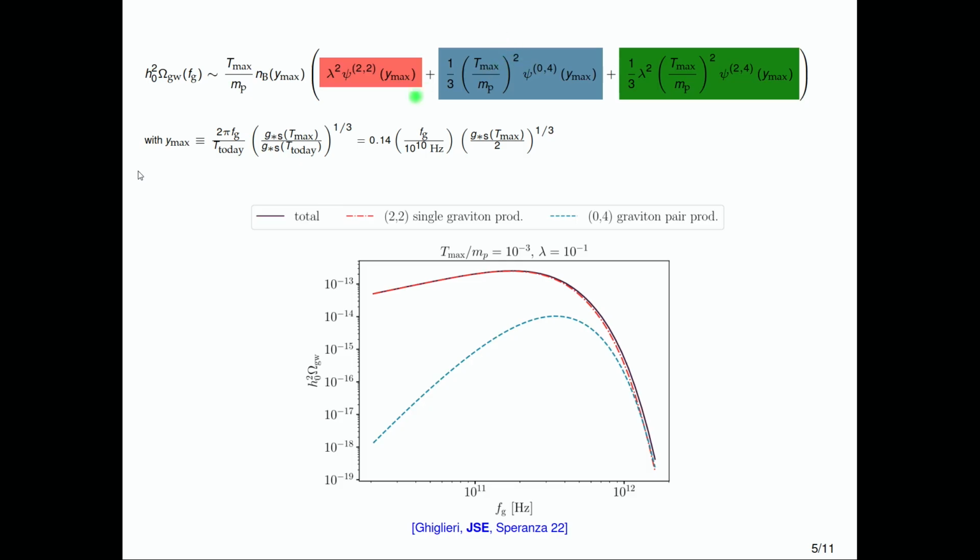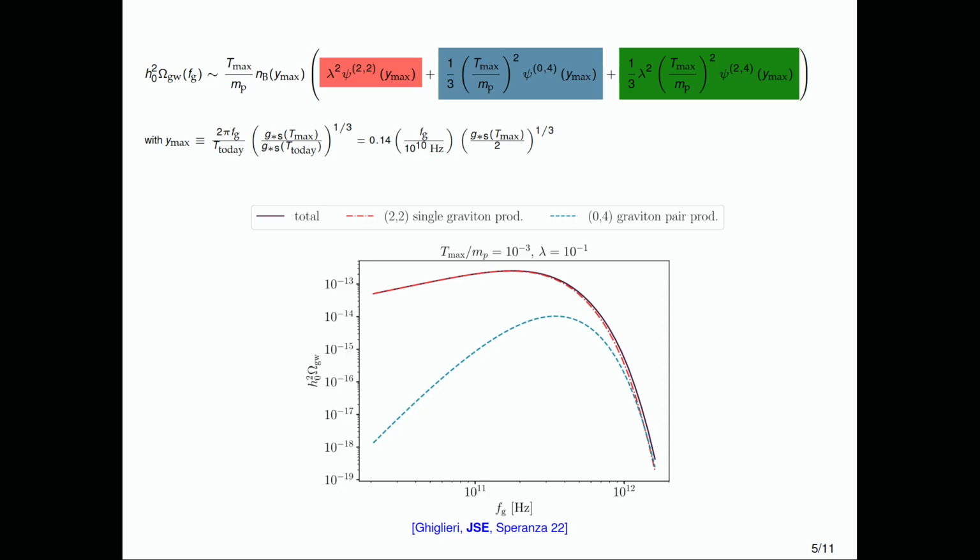And if that's not the case, then the single graviton production processes dominate. These quantum gravity effects here are always smaller than these two leading order contributions, because, for example, this is on the order of lambda squared T max over m Planck squared, so it's always smaller than the first two terms. So these quantum gravity effects would show up as small corrections to your gravitational wave spectrum.